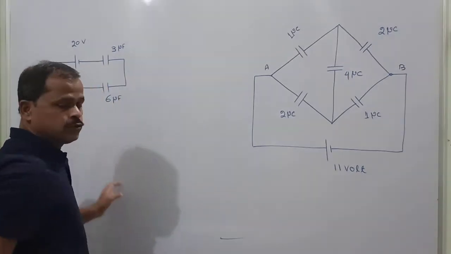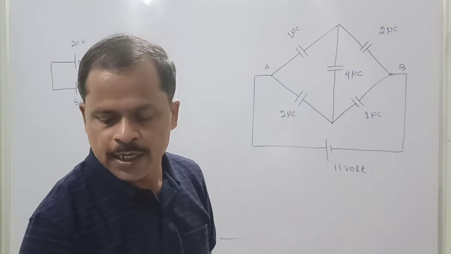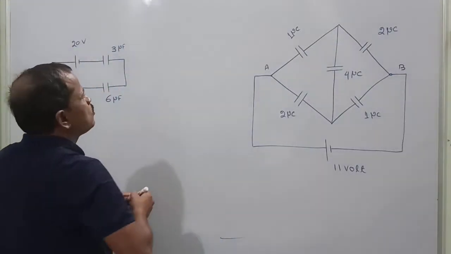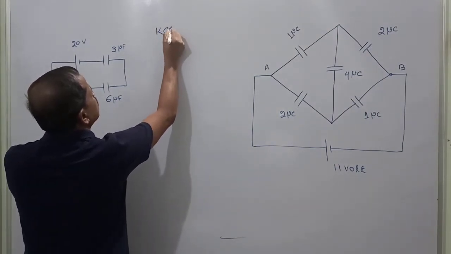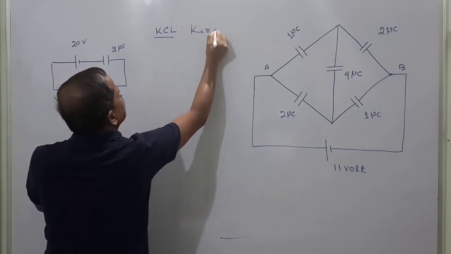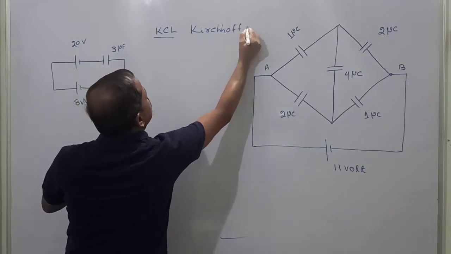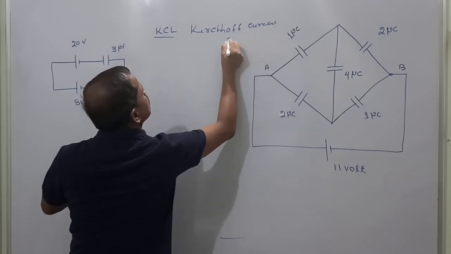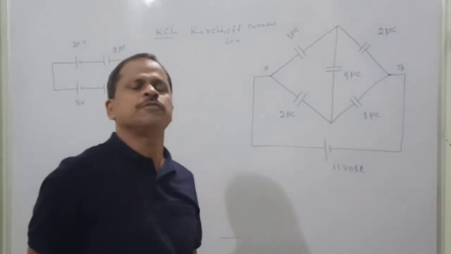Before using Kirchhoff's law, there are two laws. One is Kirchhoff's current law, or charge law. Another is Kirchhoff's voltage law. Please note down. First is Kirchhoff's current law, that is called KCL. Kirchhoff's current law is based on the principle of conservation of charge.